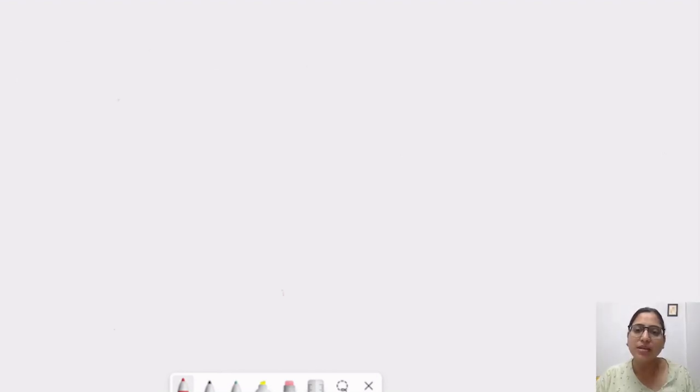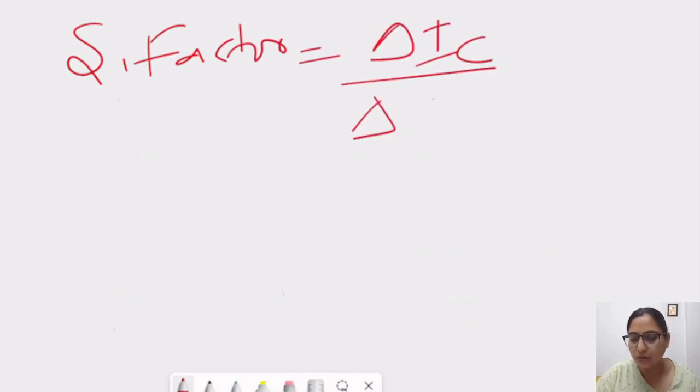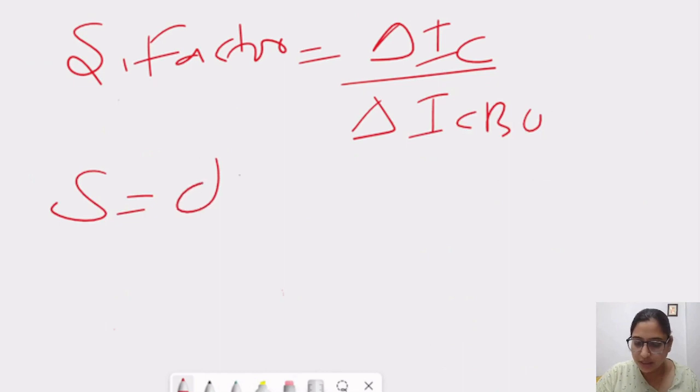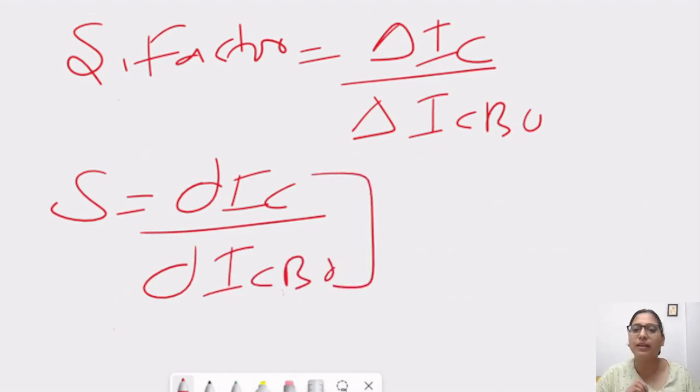To achieve better stability, we have the stability factor of the transistor. The stability factor is the ratio of change in collector current with respect to leakage current, which is nothing but ICBO. So the stability factor is the change in collector current, which is del IC upon del ICBO. This is our stability factor, the change in collector current with respect to the leakage current.